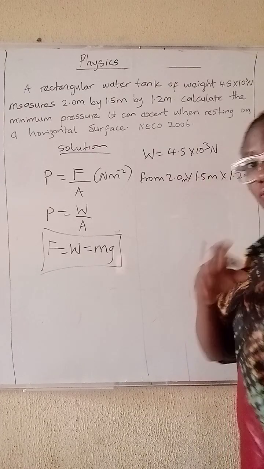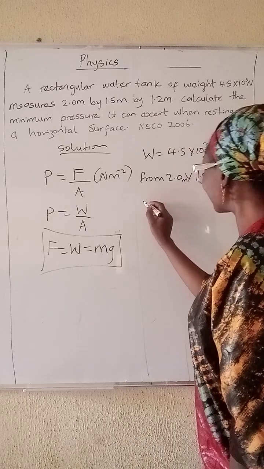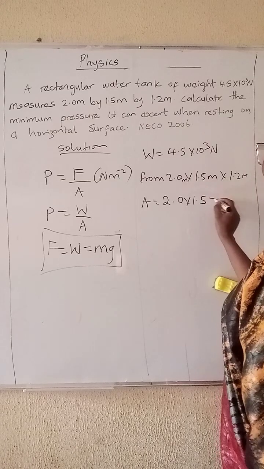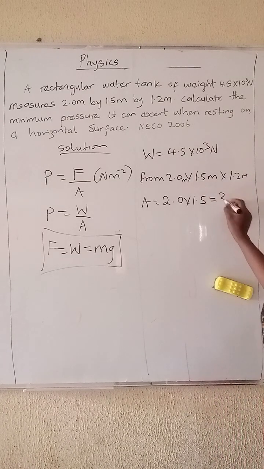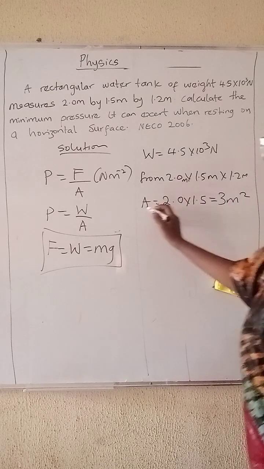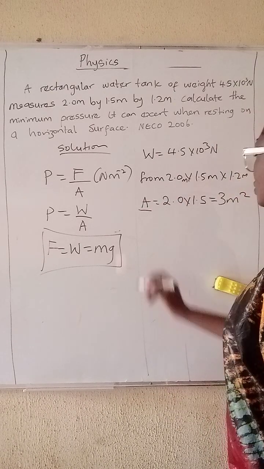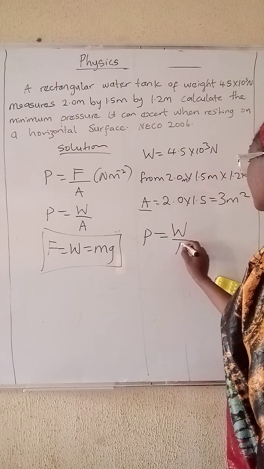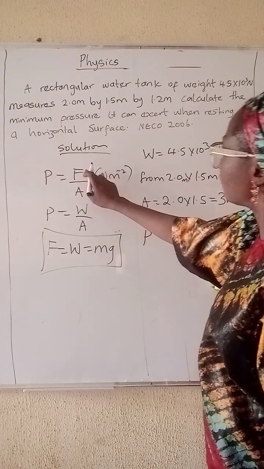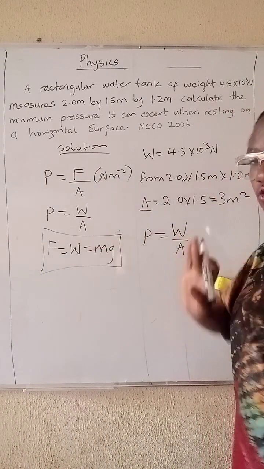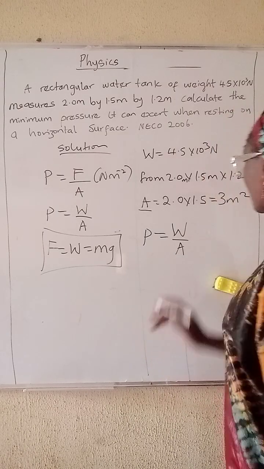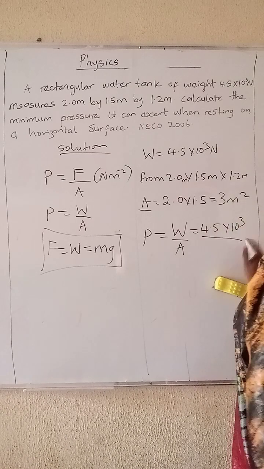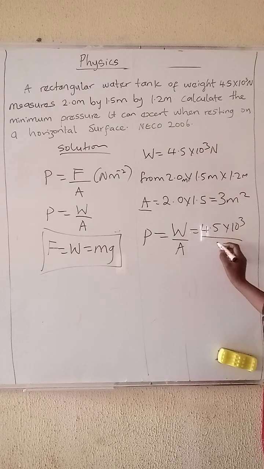If you try it with your calculator, you will see that the greatest area will be gotten from 2.0 times 1.5, and this is equal to 3 meter squared. So we have found our area. Now the pressure is going to be equal to, P is equal to what? Weight over area. I already told you that either force over area or weight per unit area is correct for pressure. So we have weight, 4.5 times 10 raised to the power 3, all over our area, which is 3.